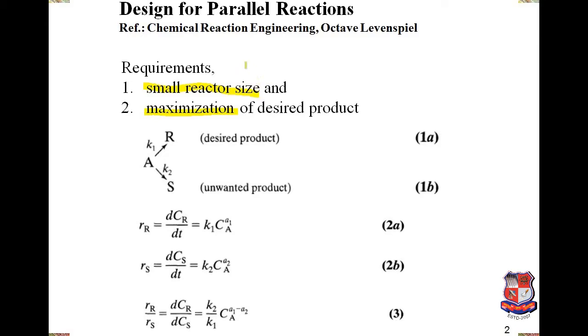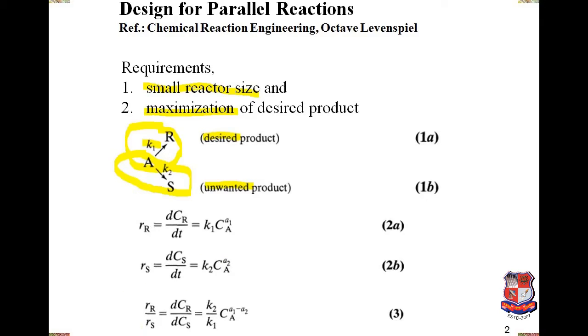So we have to find the minimum size of the reactor, and we have to find the maximum output of the desired product formation. Now let us take an example. There are two parallel reactions taking place, where one is A gives R with a rate constant K1, which we can consider as the desired product, whereas the second reaction is A gives S with a rate constant K2, and it is an undesired or unwanted product formed simultaneously.